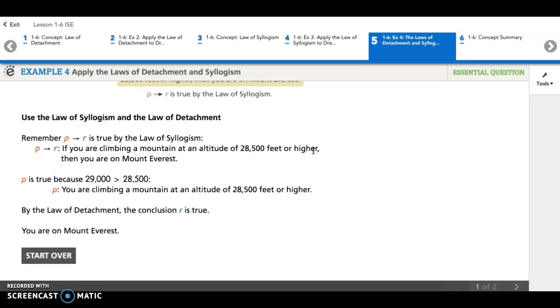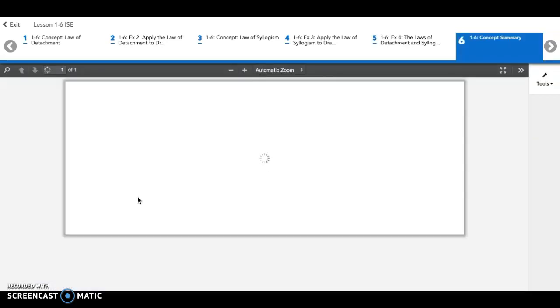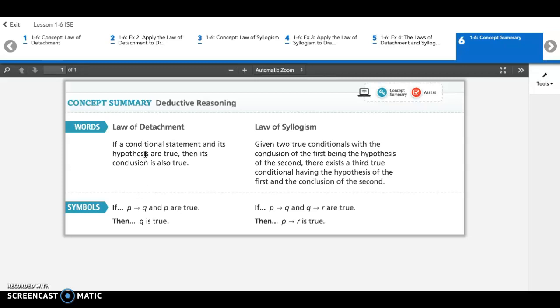So those are the laws of detachment and syllogism. The law of detachment is pretty straightforward. If you have a true statement and you find out the hypothesis is true, then you know the conclusion is true. The law of syllogism states that if you have two statements that are both true, and the conclusion of one is used as the hypothesis of the second, then a third statement ends up being true that connects the hypothesis of your first statement to the conclusion of your second statement.